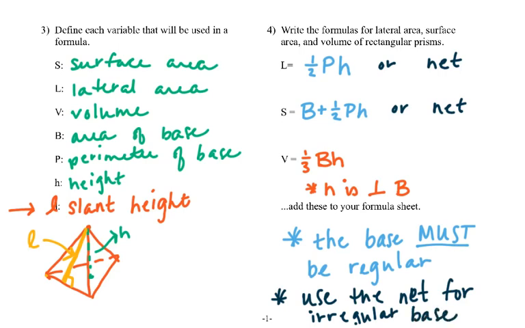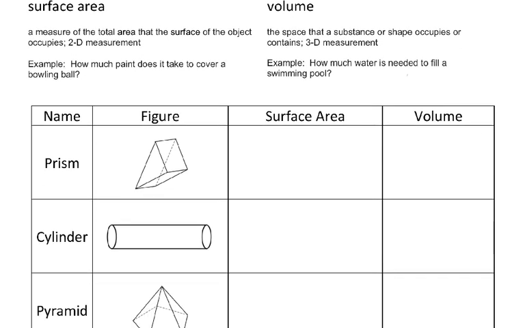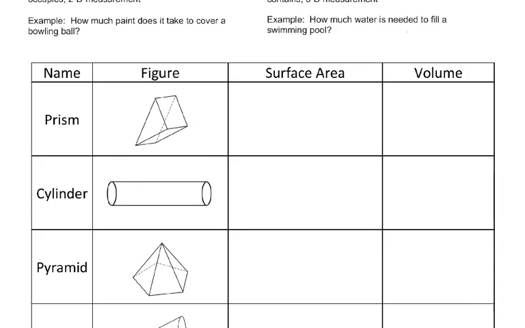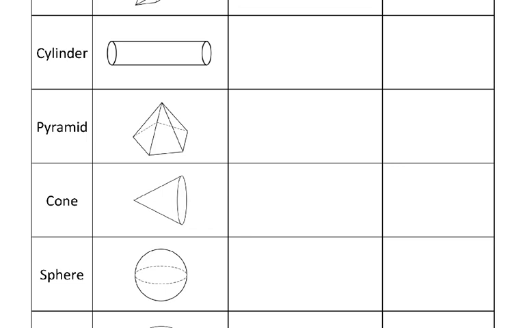Okay, so we'll update the formula sheet right now, and then we'll take a look at some examples. All right, so like I said, you can use the formula if your base is regular. Like this pentagon would be regular, so we can use that formula. Otherwise, you have to use the net, and we'll see this in a minute. But surface area is the area of the base, there's only one of them, plus half the perimeter times the slant height.